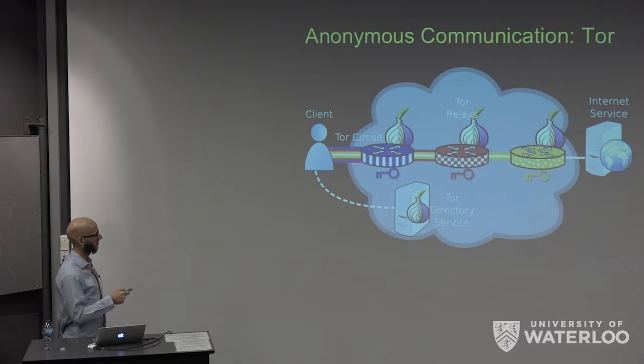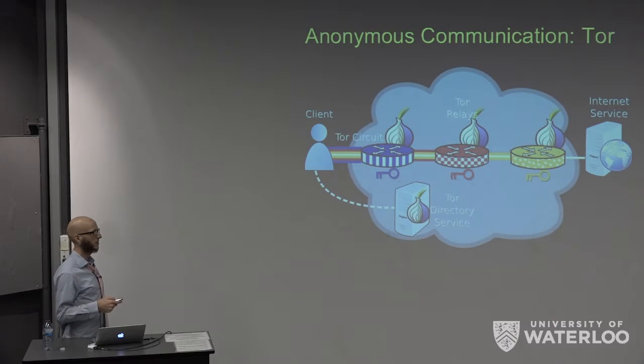Okay, so it can send encrypted data to each of these relays, and it can forward a request all the way to the exit relay, and then the exit relay will connect to whichever internet service the client is trying to access. Okay?